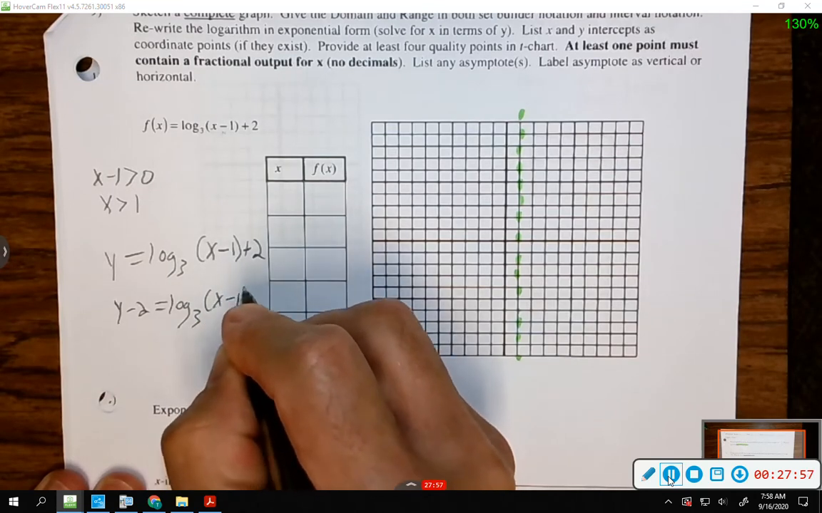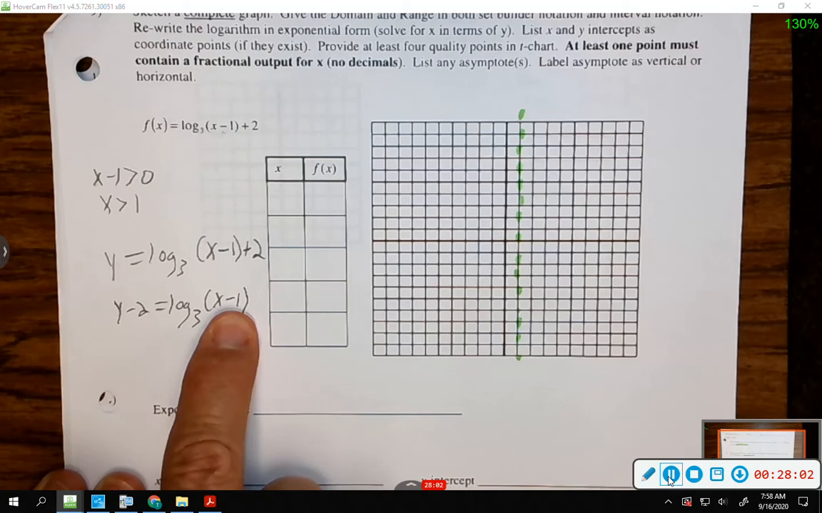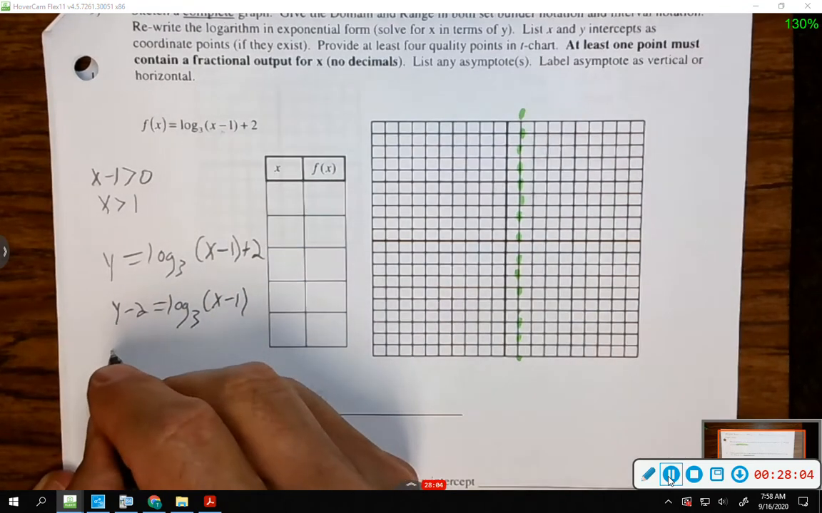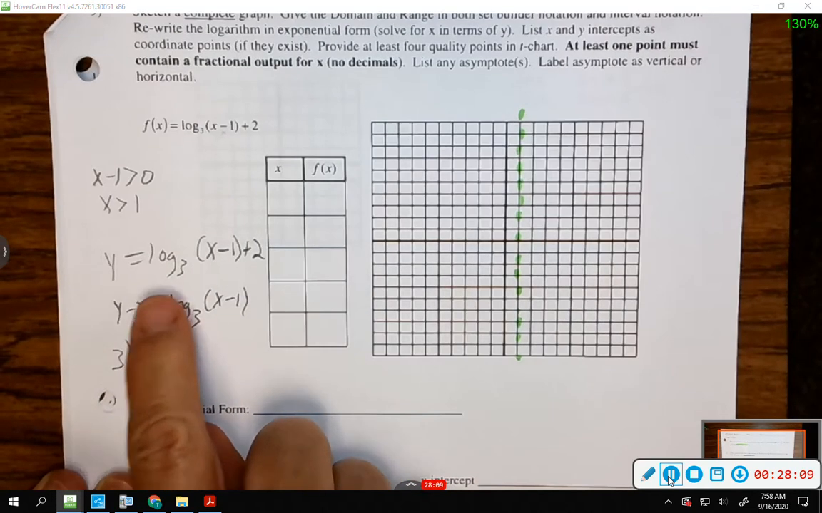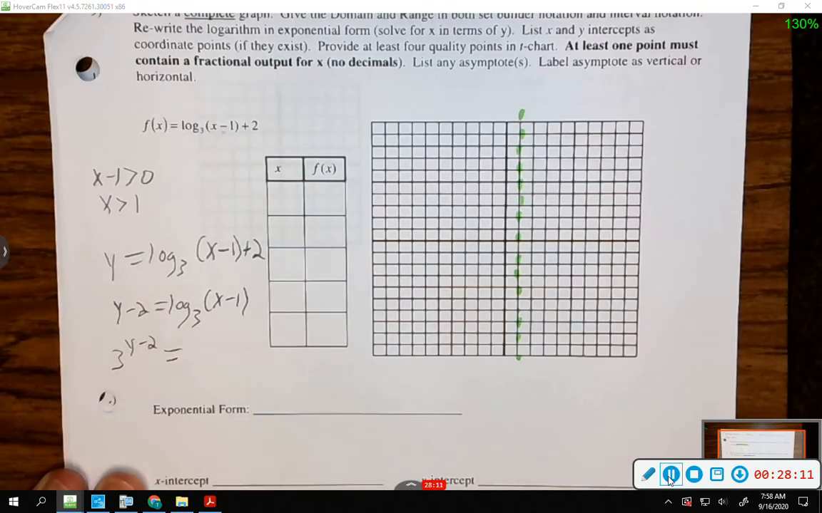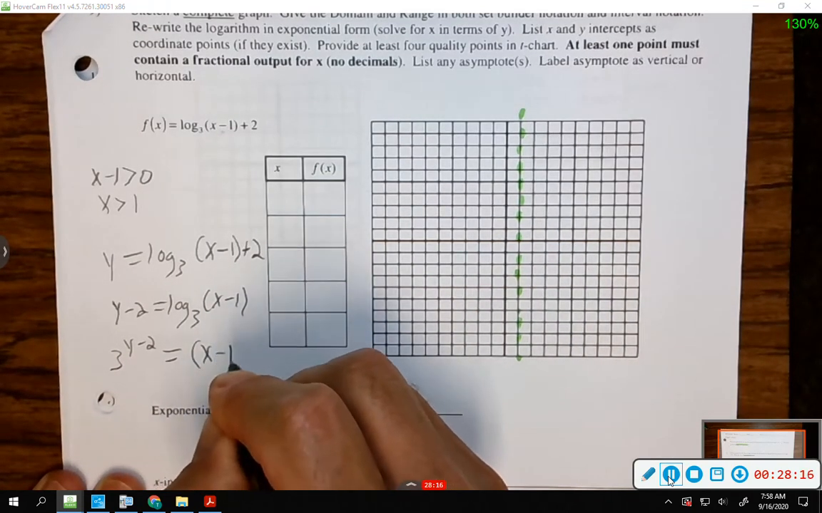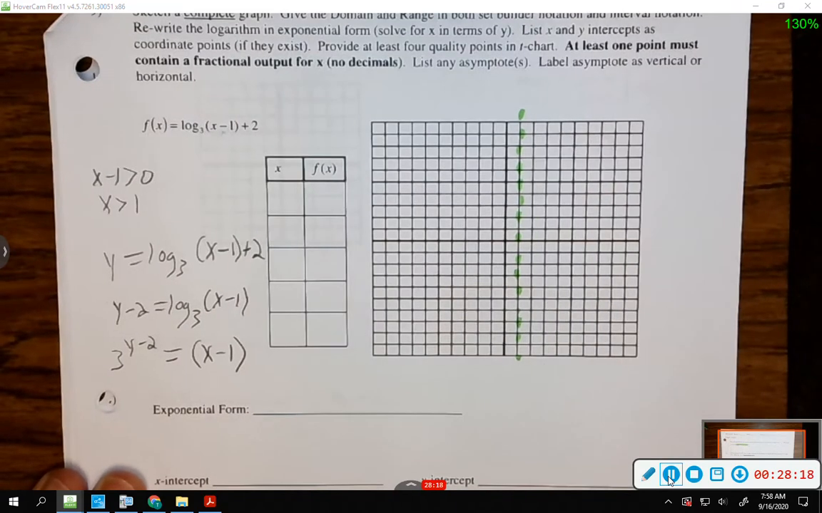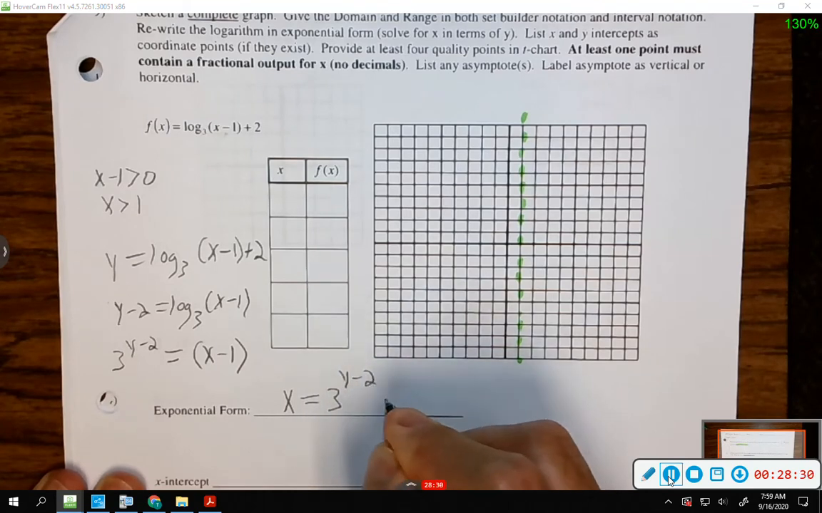Now I can undo this logarithm because it's a log and an argument only. So now I can take 3 raised to both sides, 3 raised to the y minus 2. And if I take 3 raised to the log base 3, those two functions are inverse functions. They cancel each other out. And if I add the 1 to the other side to isolate the x, I'm going to get x equals 3 raised to the y minus 2, and then I'm subtracting 1.